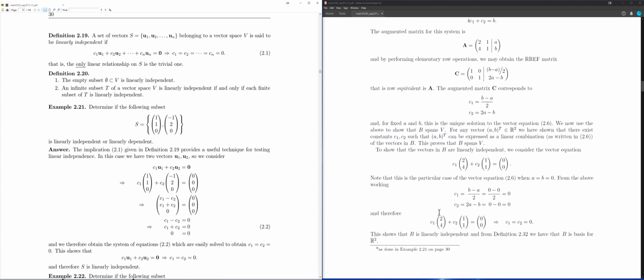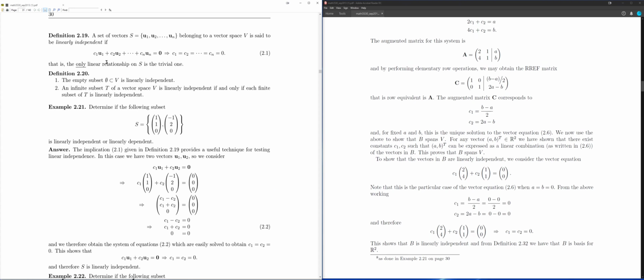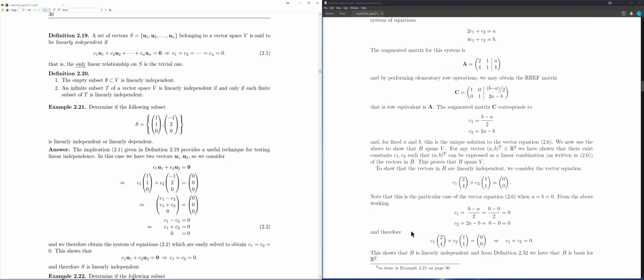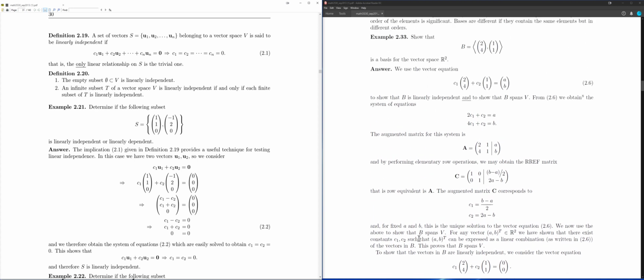So what that tells you is that if I have this vector equation here, where (2, 4) is the first vector and (1, 1) is the second vector, and I form my standard vector equation to test for linear independence, this vector equation implies that the scalars are 0. So the (2, 4) and the (1, 1) are linearly independent, right? Okay, so they're linearly independent, so what do we have now?